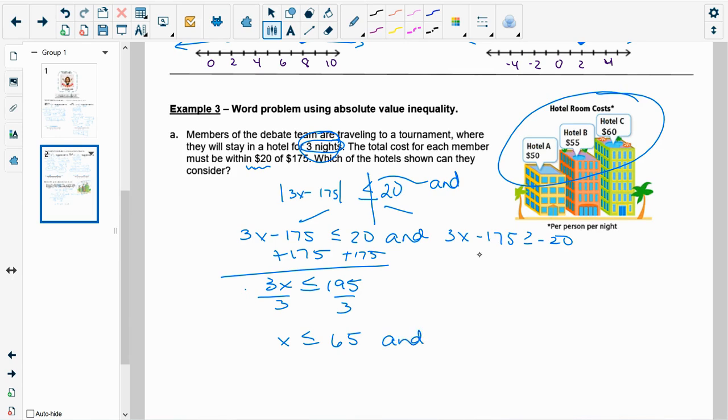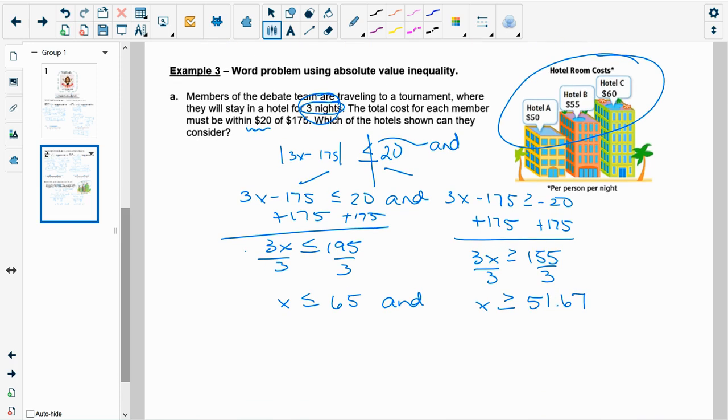I need that and in there. Do the same thing with my other inequality. And I have 3x is greater than or equal to 155. Now divide both sides by 3. Now this doesn't go evenly, but I'm talking about money, so I know I can go 2 digits after the decimal place. So that becomes 51.67. I'll round it to that. Okay, so I need a compound inequality. So that's going to go to the left. And so I know I need between $51.67 and $65.